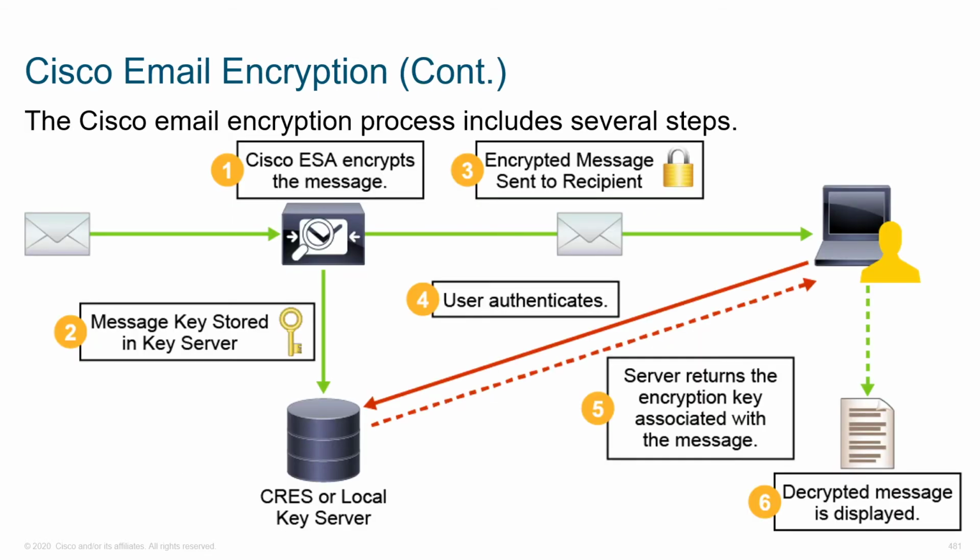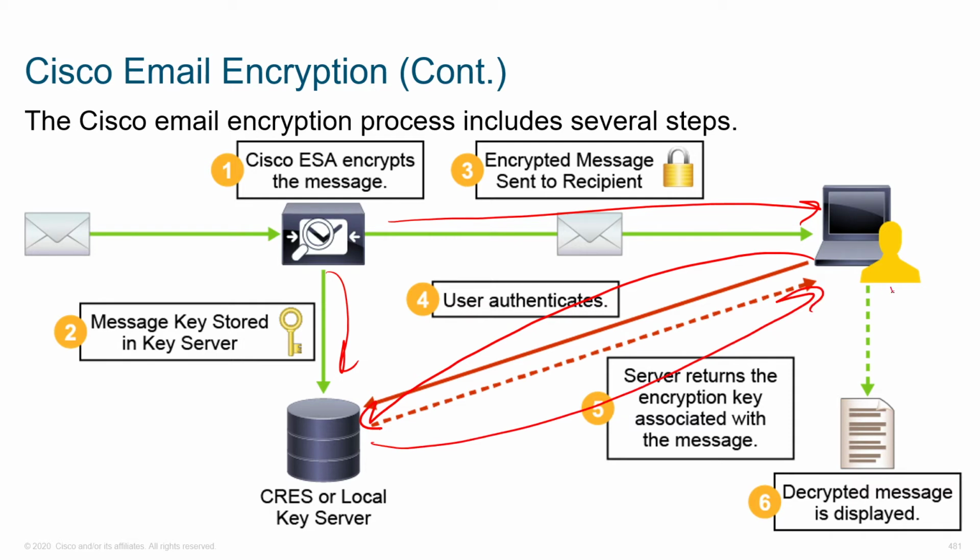The Cisco email encryption process includes several steps. So the ESA encrypts the message. Again, that message is going to be stored in a server. Whoever receives the message, here's this encrypted message sent to the recipient. They're going to have to authenticate to the key server, retrieve the key, and then of course that encrypted message can be displayed.